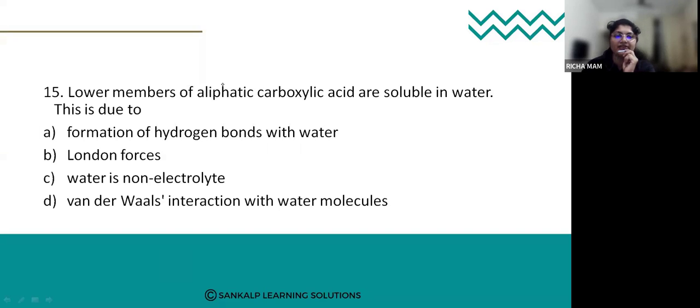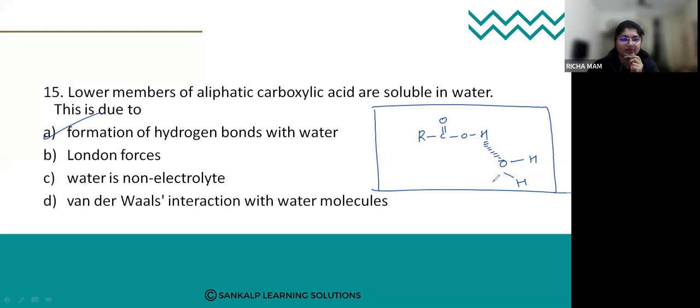Why are the lower members of aliphatic carboxylic acids soluble in water? What is the reason? Carboxylic acid has a C double bond O, OH group. Between water and carboxylic acid, what type of bonding is formed? Hydrogen bonding is formed. So because of hydrogen bonding, carboxylic acid forms hydrogen bonds with water. So option A is the correct answer.